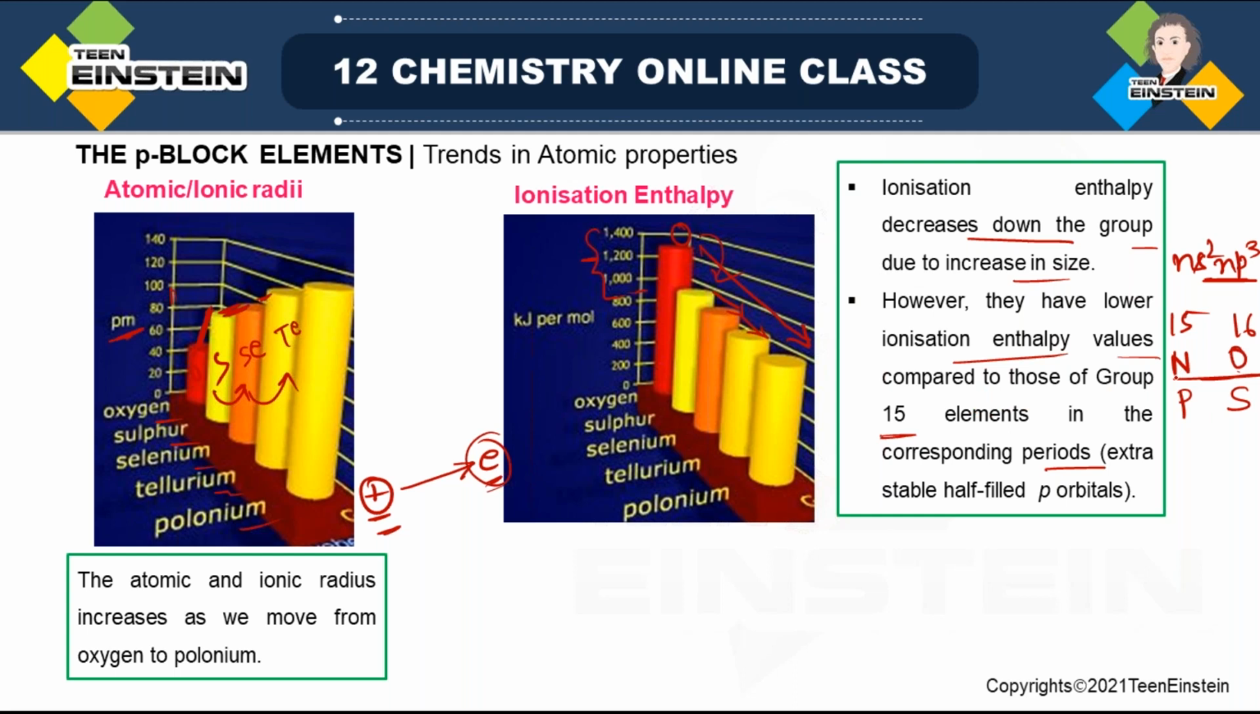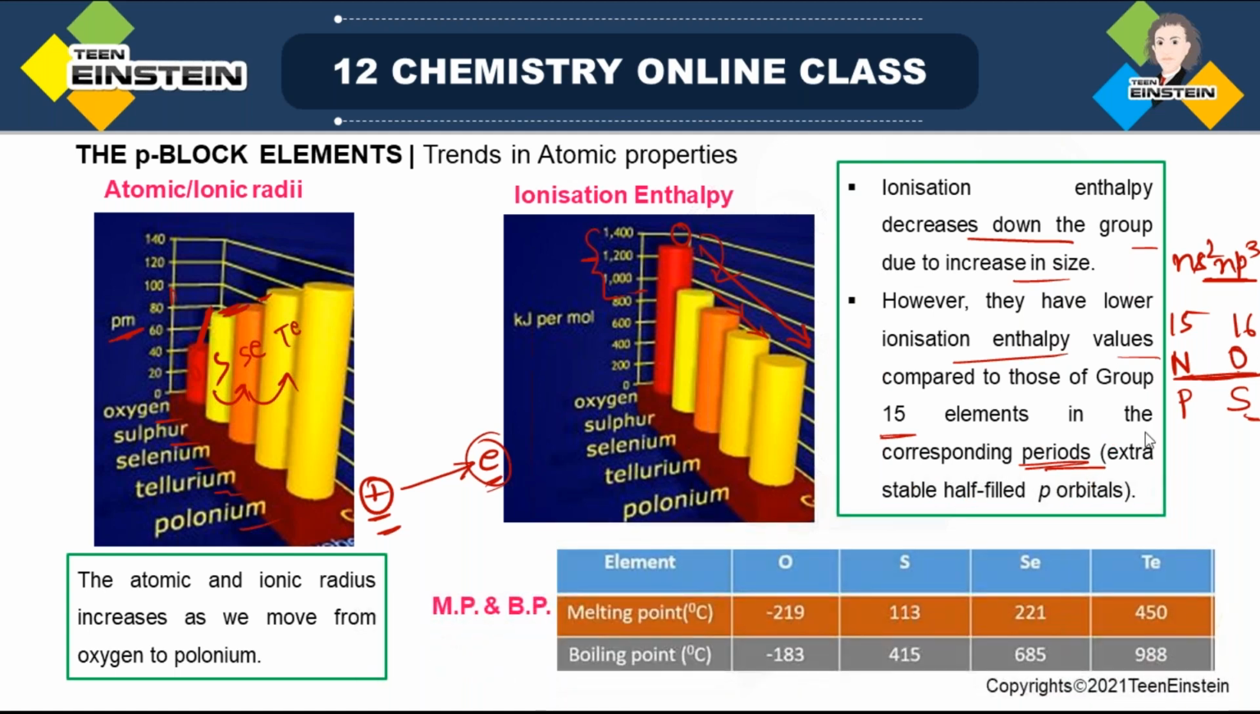But remember, you cannot compare nitrogen with sulfur because it is down the group as well as the period is increasing. So two factors are there. So that is why you cannot compare. If you are comparing, you have to do it in the same period. So that is why it is mentioned in the corresponding period. That is the same period, then only you can compare.